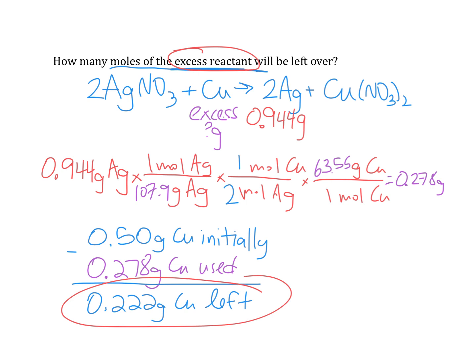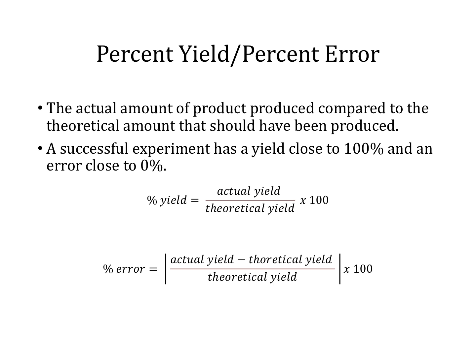Okay, let's move into percent yield and percent error. Percent yield and percent error have to do with the actual amount of product produced compared to the theoretical amount that should have been produced. So a successful experiment has a percent yield that's close to 100%. If you're really, really good, you'll get 100% yield, although in an actual lab situation that won't normally happen. And a percent error close to 0%. The closer your error is to 0%, the better your lab was.